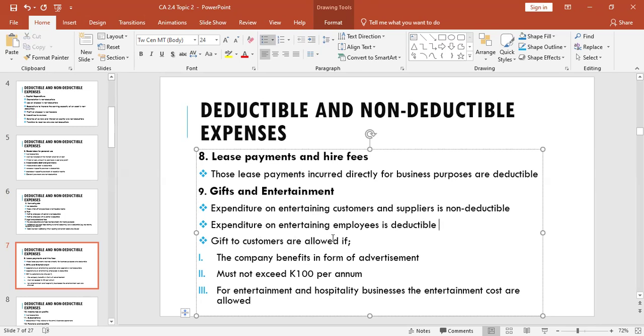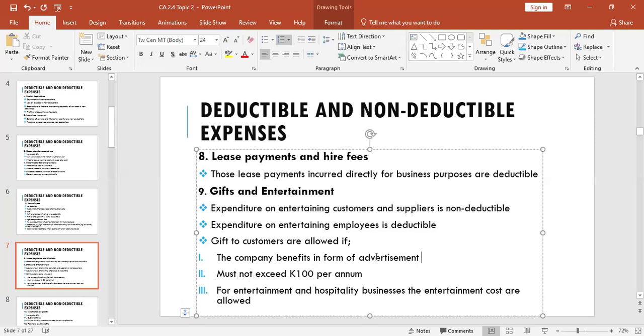Then gifts to customers are only allowed if the company benefits in the form of advertisements. So maybe we sell phones. I'll go back to the phones example. Maybe we are Mobile City, then as Mobile City, we print out shirts that have the Mobile City name on them. Then we give these shirts to our customers as gifts. So those gifts are allowable for tax purposes. Why? Because we're benefiting as Mobile City in the form of advertisements.